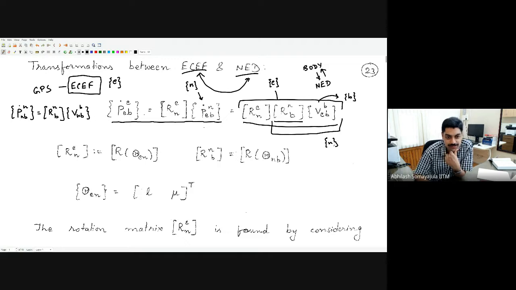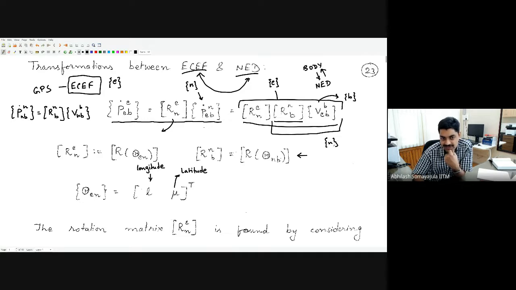Now, this rotation matrix, which you saw here, that is the rotation matrix from the N frame to the E frame. I'll define that as a function of some angles between the E and the N frame. And those angles are nothing but the longitude and the latitude. All right. Now, this part we already know. The rotation matrix from the B frame to the N frame, we already know this expression.